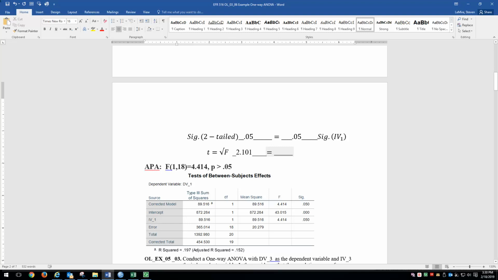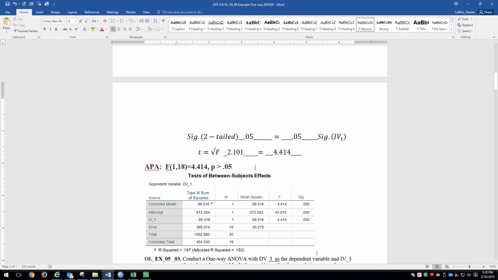You'll have to use a calculator or your phone or something. So if I take 2.101 and I square it, I get 4.414. And as we note down here, here's our F, 4.414 exactly. So a t-test is a special case of ANOVA when you have two groups, and you're going to get the same results in either case.